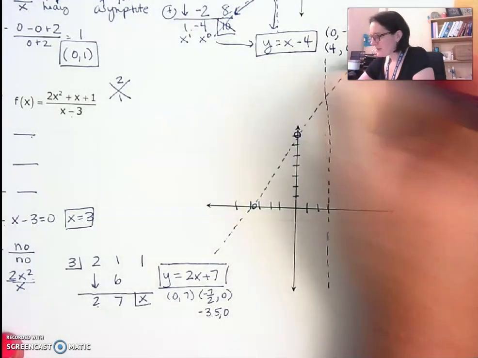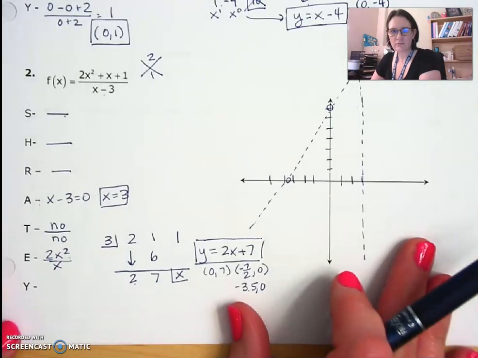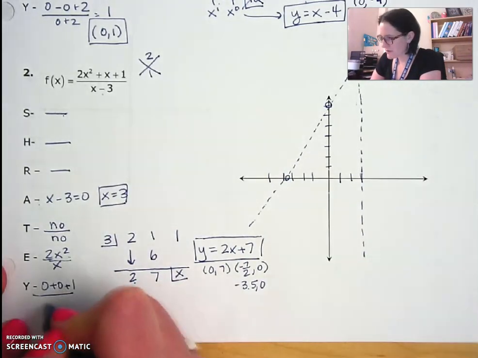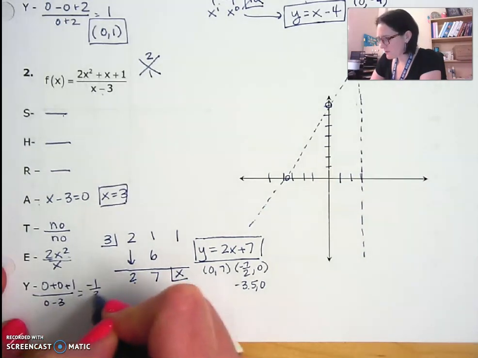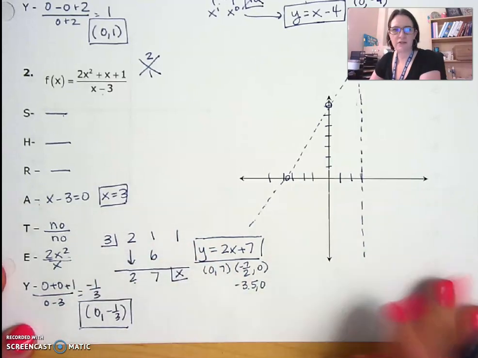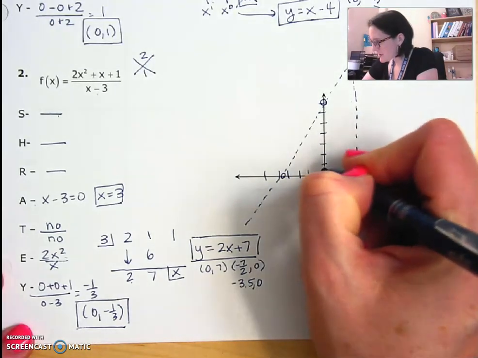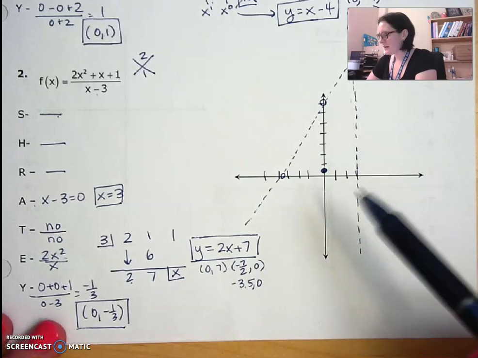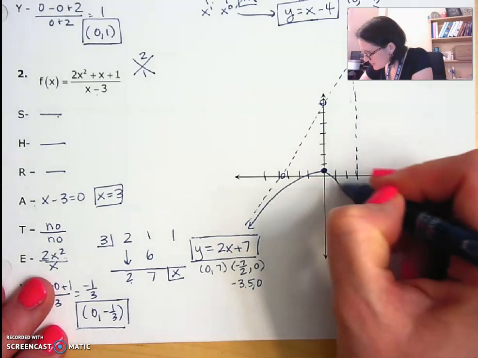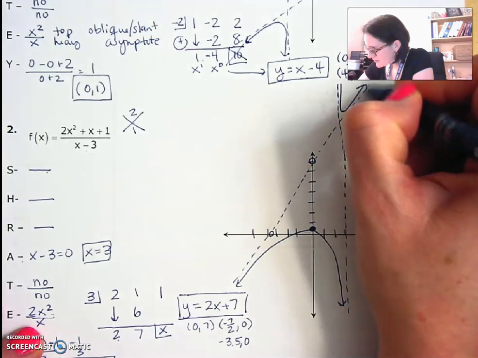All right, so then our y-intercept, put 0 in for all your x's. 0 plus 0 plus 1 over 0 minus 3. That's going to give me negative 1/3. So 0, negative 1/3 is my y-intercept. And that point is on our graph, so I'm going to do a solid dot there. And now my shape is going to approach my asymptotes. It's going to be this curved shape, and then one mirrored over here in that area.